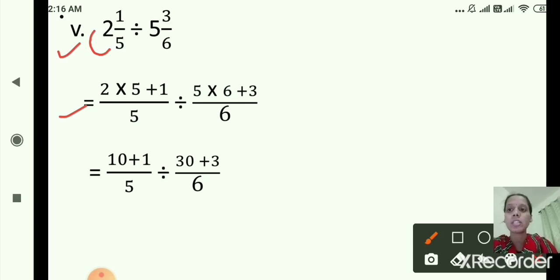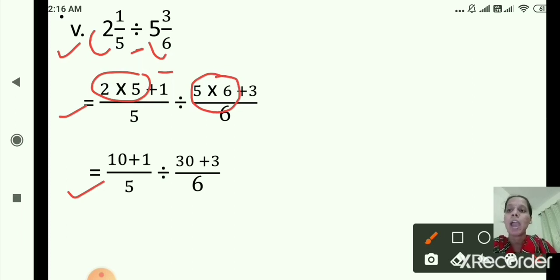In between, the division sign. Now convert this mixed fraction into a simple one. So 5 multiplied by 6 plus 3, and in the denominator 6 will be written as it is. Understood? Now see the next step. 2 5s are 10 plus 1, that is 10 plus 1. And here it is 5 6s are 30 plus 3, so 30 plus 3, and in the denominator 5 here, and here it is 6, which will be written as it is.